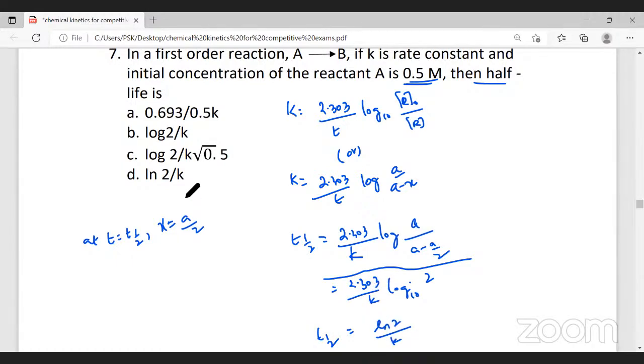Now, in the options, these two are ruled out. They have given natural log here, so if we remove this 2.303, we have to use natural log, the log to the base e. So it will be natural log of 2 by k. What will be the answer for this? The answer for this question is option D, natural log 2 by k.